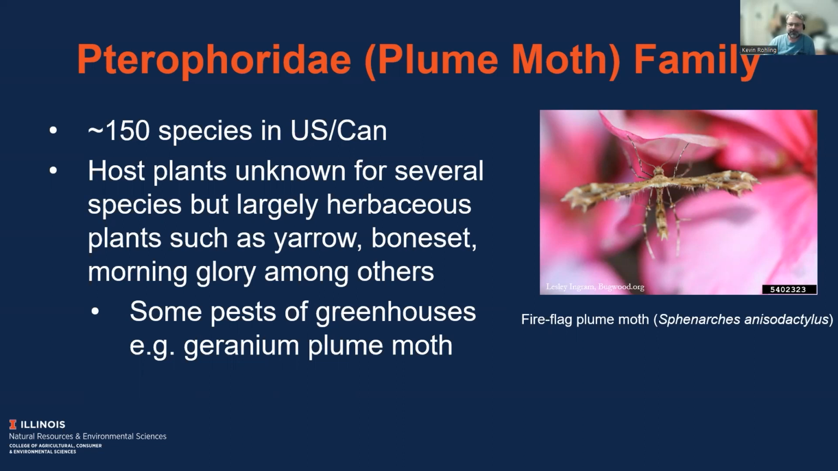We don't know a whole lot about the host plants for some of the species in this family, but the ones we do know about are largely herbaceous plants such as yarrow, boneset, morning glory, and others. And at least one is a pest of greenhouses, the geranium plume moth.